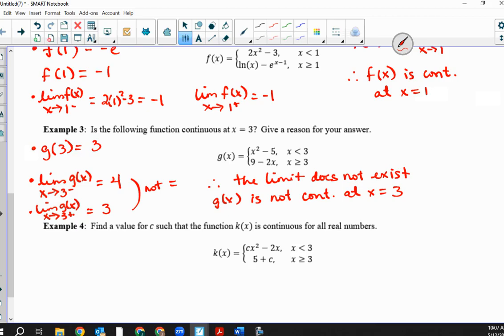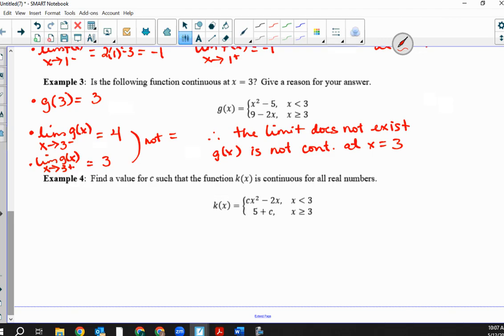All right, the fourth one, find a value for c such that this is continuous for all numbers. We did one of these last week sometime. Try one of these. See if you can figure out c. Think about what has to happen. I'll give you a minute. Your answer is a fraction, just so you know. You also have to do an equation with algebra, so you're thinking through those steps.